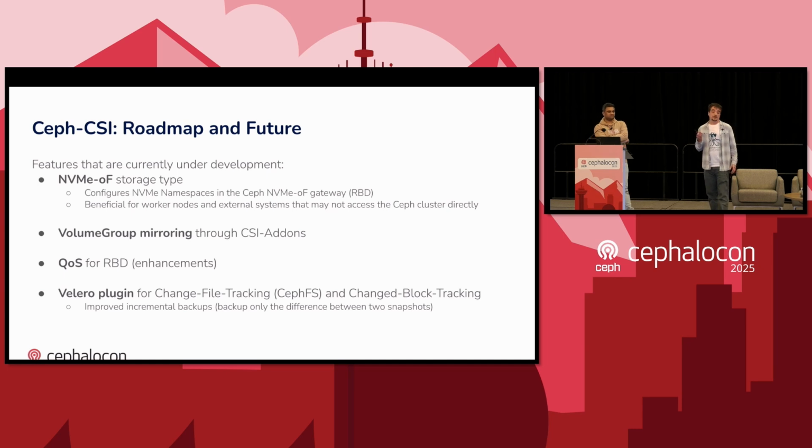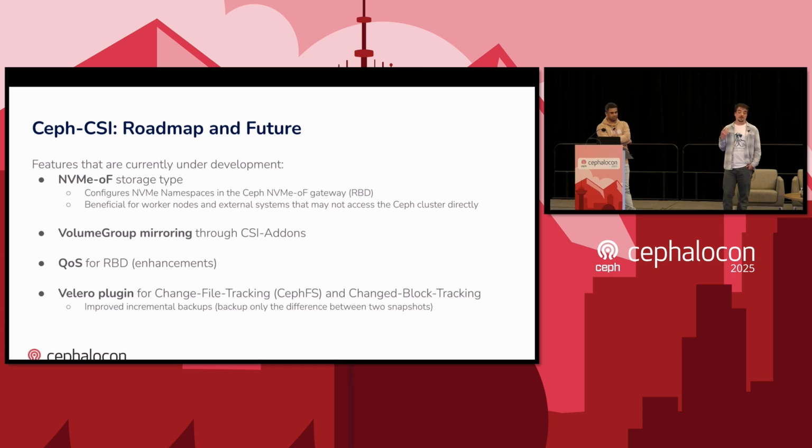In the future, Ceph-CSI will have support for NVMe OF. So if you have an NVMe OF gateway, Ceph-CSI will be able to configure the subsystems, listeners, namespaces, and whatnot. Volume group mirroring. A volume group is not an entity that exists within Kubernetes, but in the CSI add-ons project, we added a volume group method, and volume group mirroring is possible that way as well.